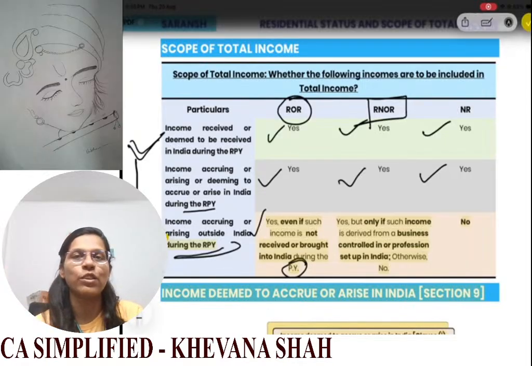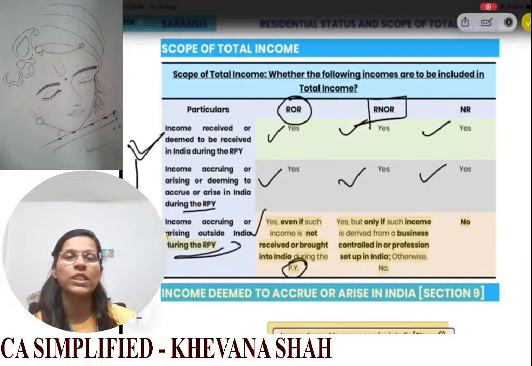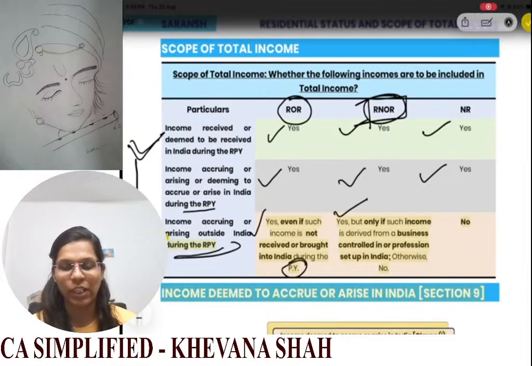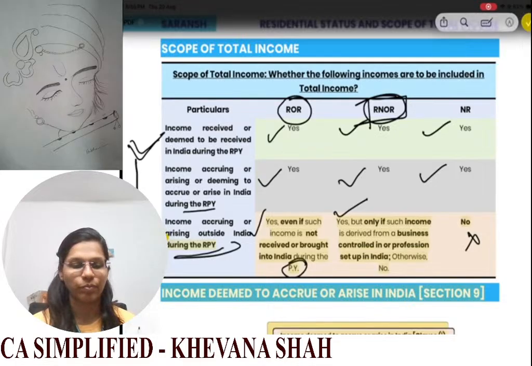Now, in case of resident and not ordinary resident, if the income is derived from a business or profession set up in India, in that case only that income will be included in the total income of RNOR, otherwise it will not be included, and for NR it will not be included.